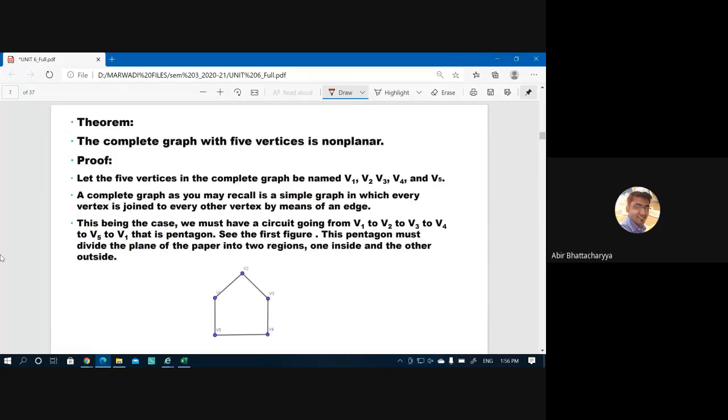There are a few theorems we can prove that these graphs are non-planar. The complete graph with five vertices, Kuratowski's first graph, is non-planar. We can ask this question in the exam: prove that Kuratowski's first graph is non-planar. You can prove it step by step. First, take five vertices, then draw a complete graph, joining all these vertices from outside. After that we'll try to join the edges one by one.